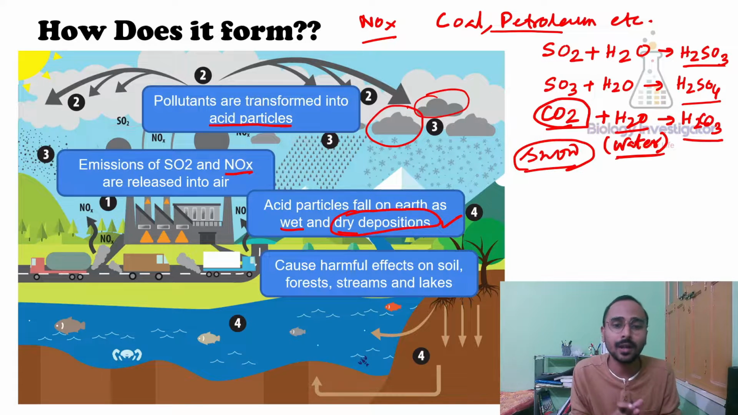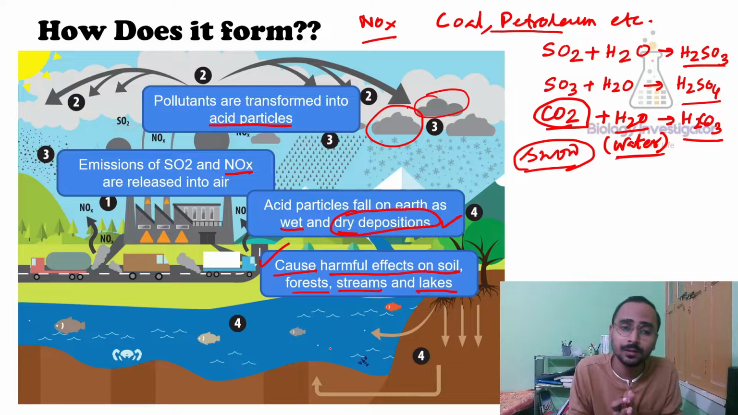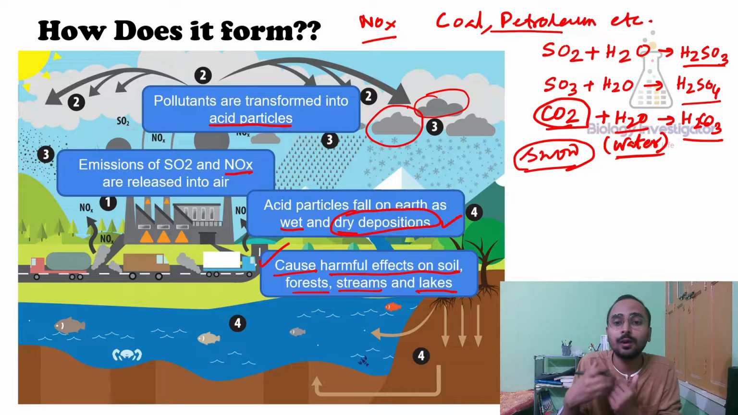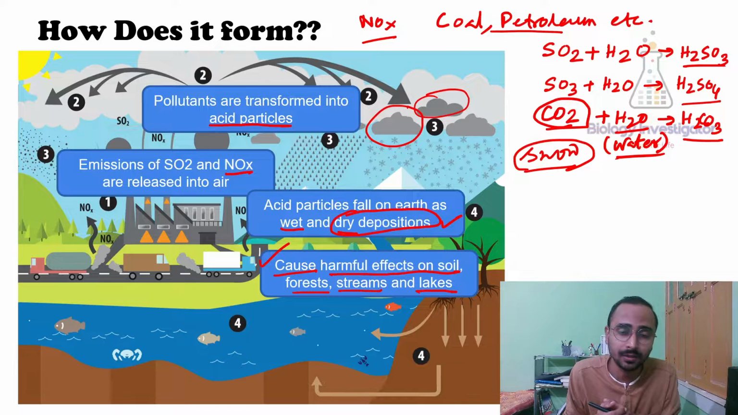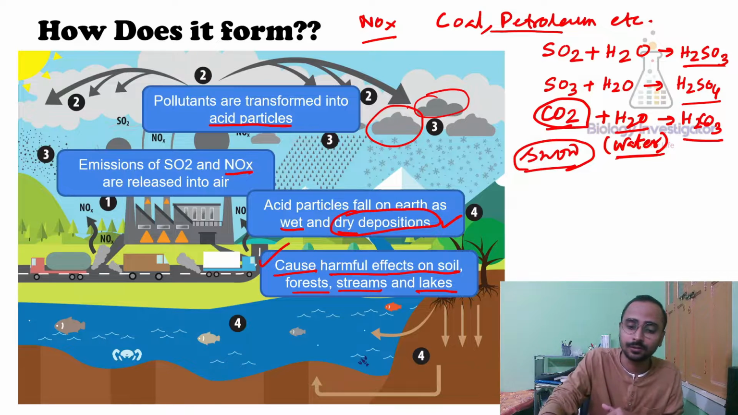So these are dry depositions, and as I told you earlier, these depositions, wet and dry depositions, both of them cause harmful effects on soil, forests, streams and lakes. How much harmful effect they can cause, we will discuss further.